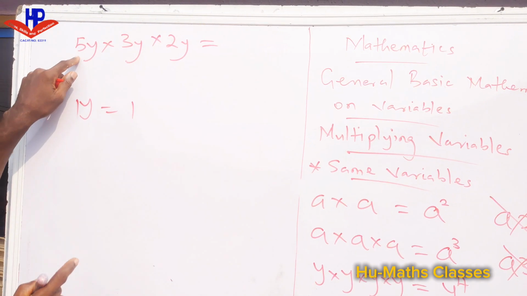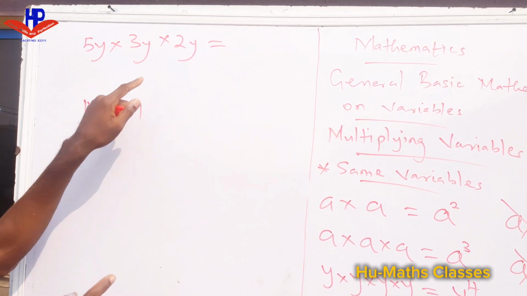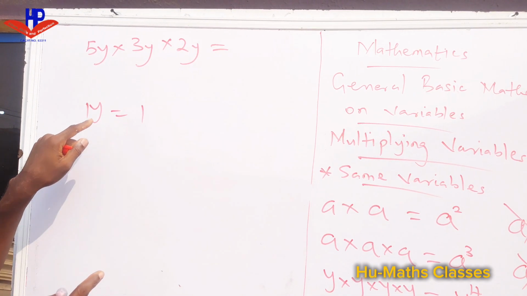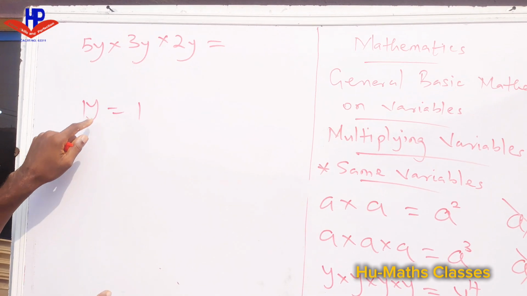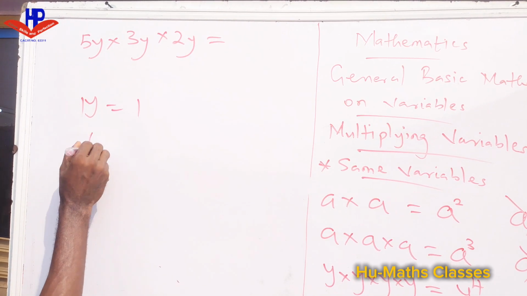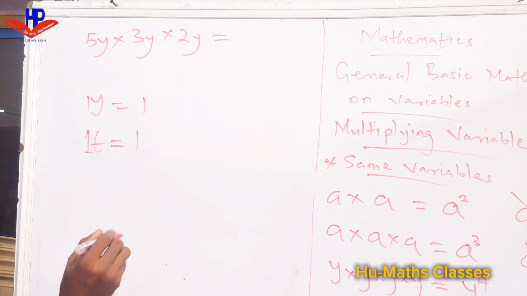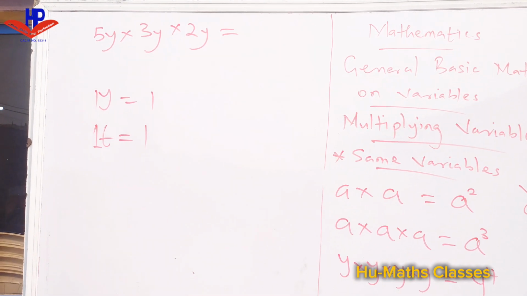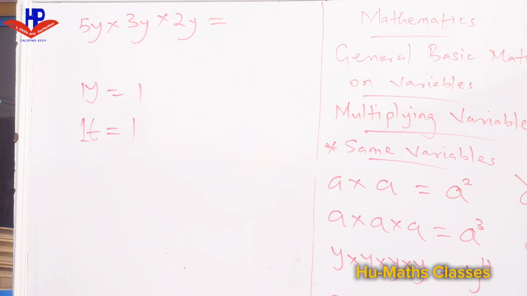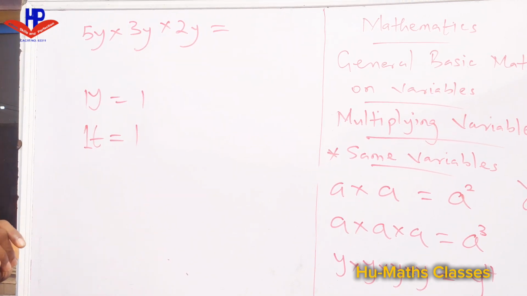But here we have 5 y's, 3 y's, and 2 y's. But here we have only 1 y. So the 1 is the coefficient of a single letter standing. T has a coefficient of 1 because we have just 1 t standing. So if you see a letter standing alone without a number attached to it, it has a coefficient of 1.